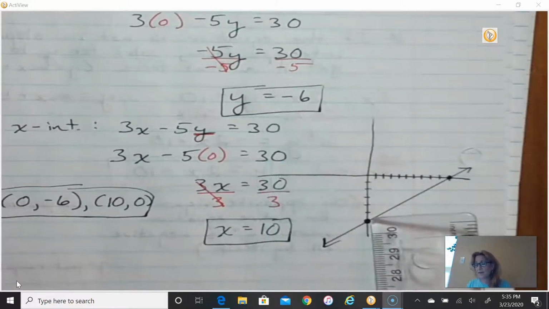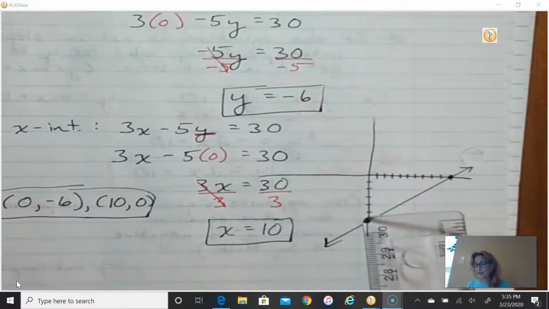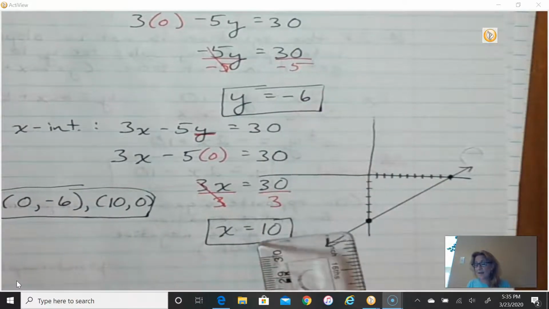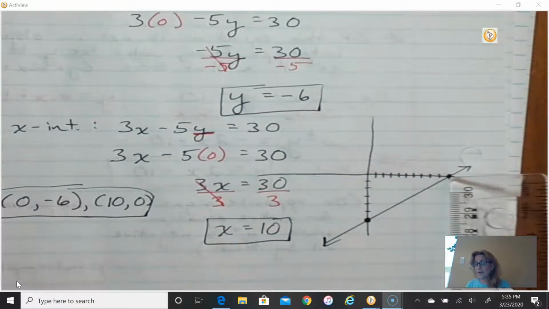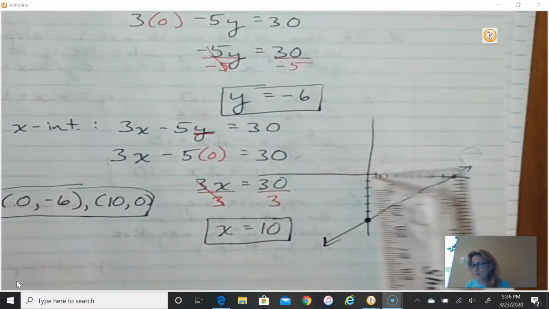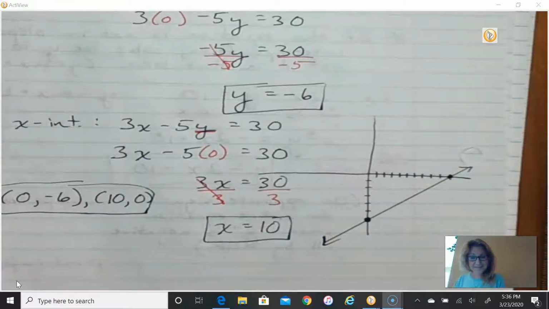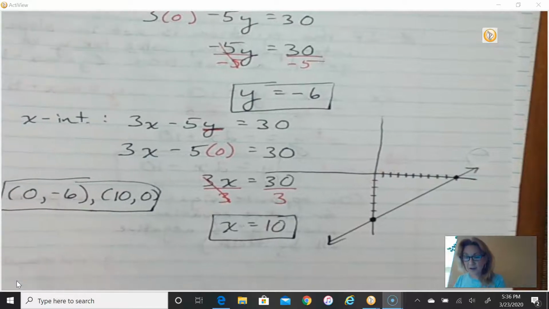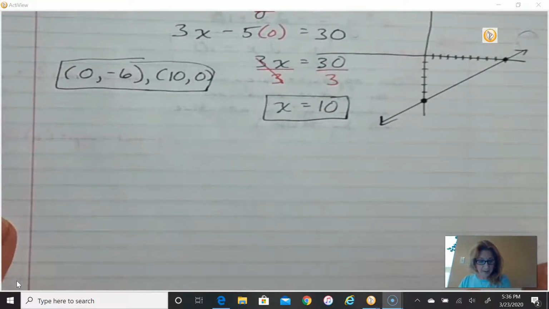The y-intercept is at negative 6. See that? 0 and negative 6. There you go. And then your x-intercept is right here on your x-axis: 10 and 0. Positive 10, and 0. See? There you go. All right, any questions? If so, rewind, and then if you still have questions, let me know.